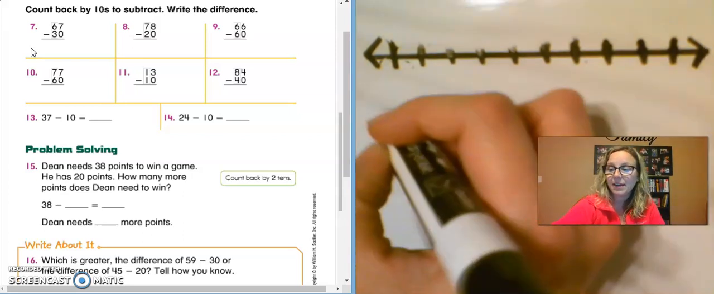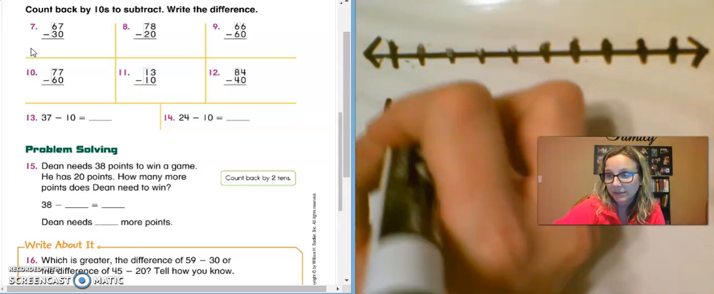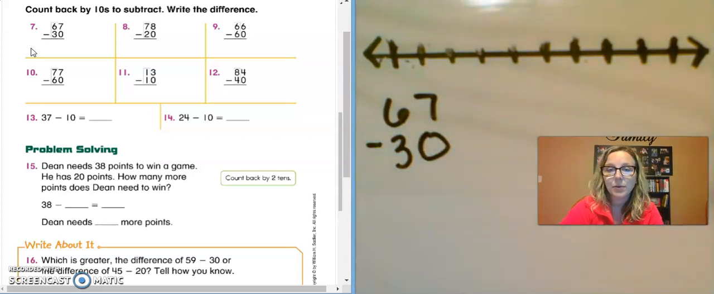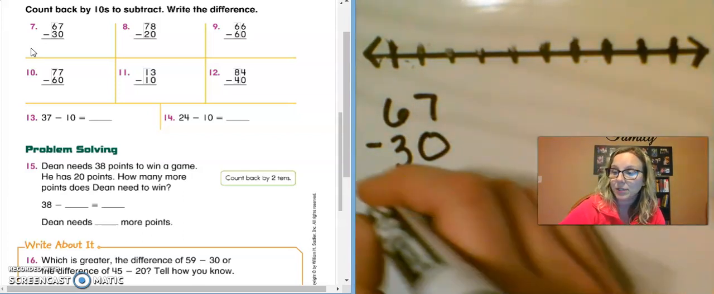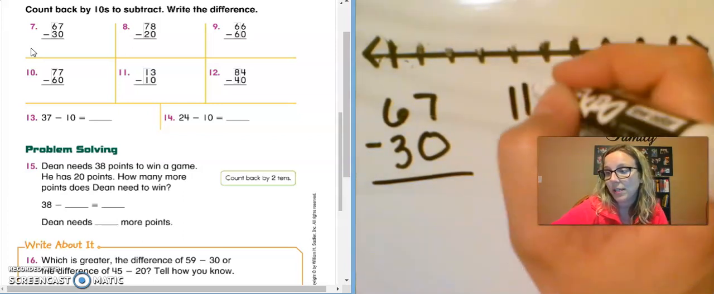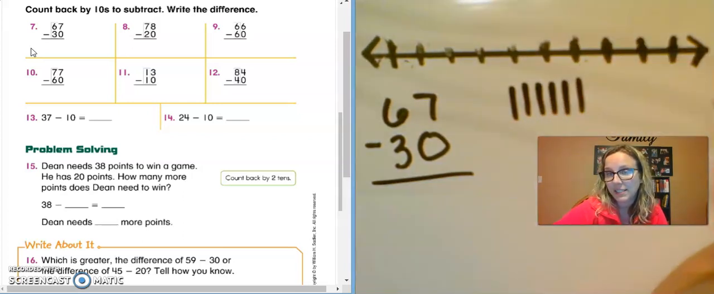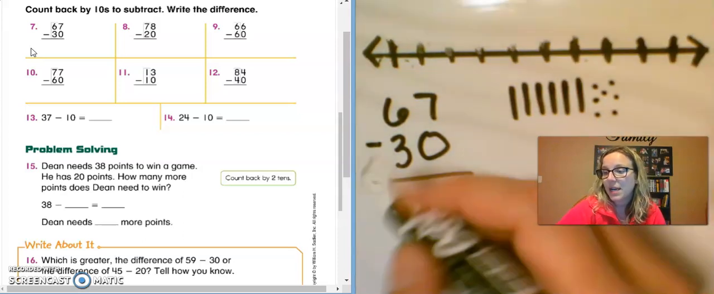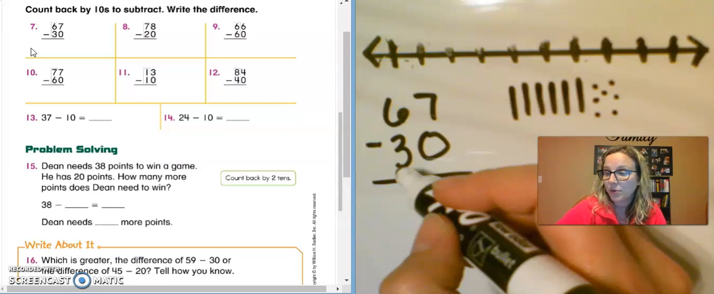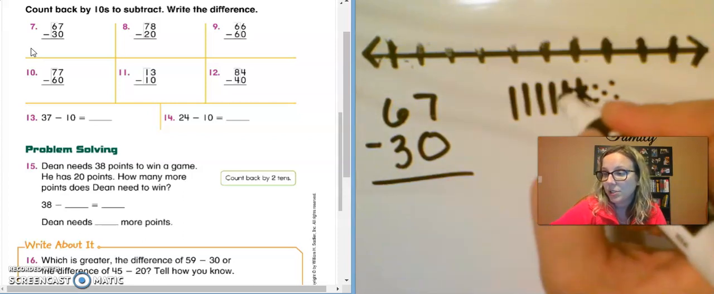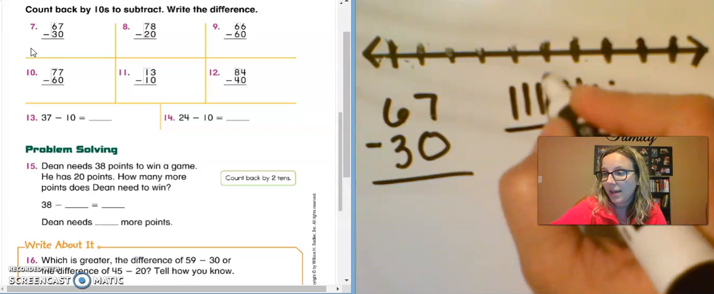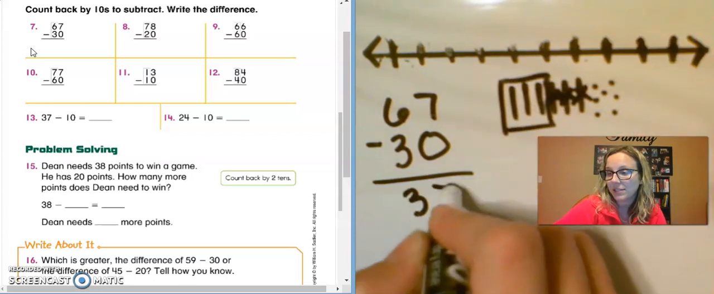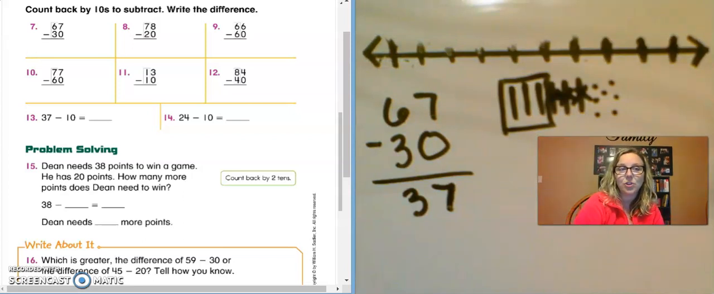So number 7 says 67 take away 30. And for this one, I'm going to draw out my tens and ones. So I have 10, 20, 30, 40, 50, 60, and 1, 2, 3, 4, 5, 6, 7. Now I'm going to take away 30 or 3 tens. So that's 1, 2, 3. That leaves me with 3 tens and 7 ones. So 67 take away 30 equals 37.